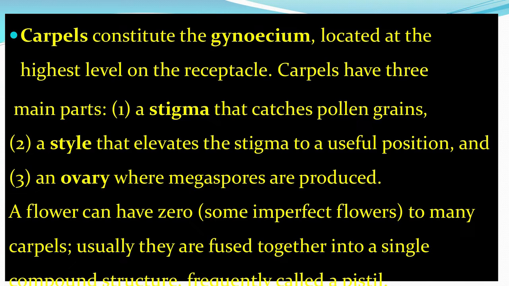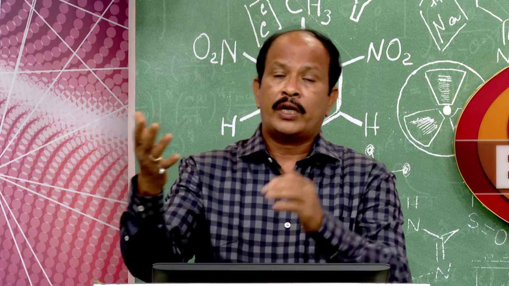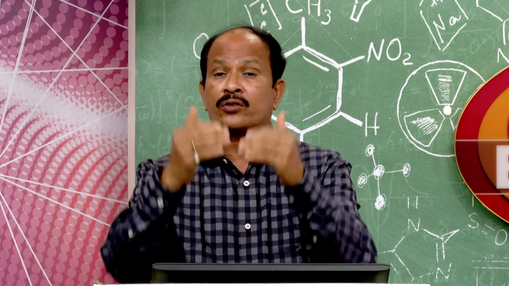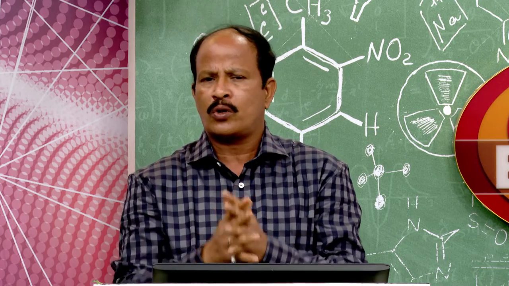The flower which has only a pistil or carpel, that means a female flower, is called a pistillate flower. In cucurbita, we can find a female flower called a pistillate flower, or else a male flower called a staminate flower. Okay. Those having both stamens and carpels as essential structures are called bisexual flowers.